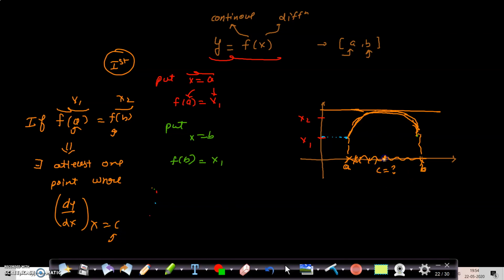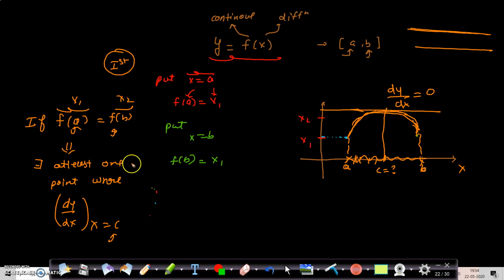Suppose this is a point. Just try to understand. Suppose this is a point, then the derivative at this point is going to be 0. If the derivative is 0, that means what? The slope is 0. If the slope is 0, it means there will be a line which is parallel to the x-axis. It is going to be parallel to the x-axis. Okay, that is the meaning of it.